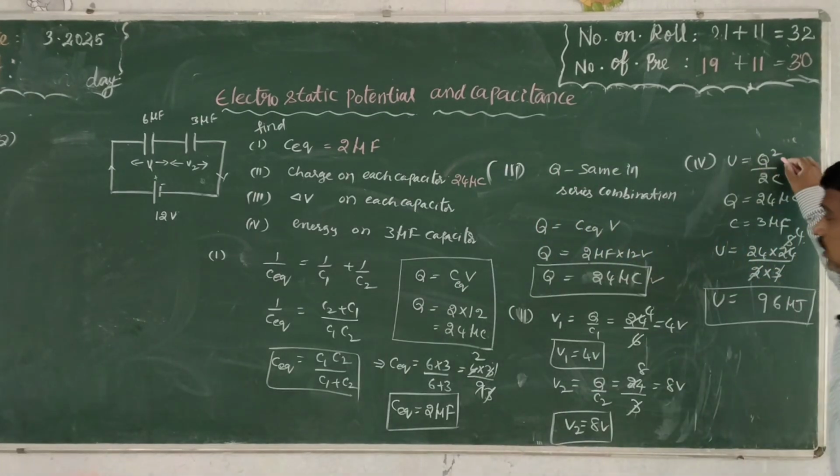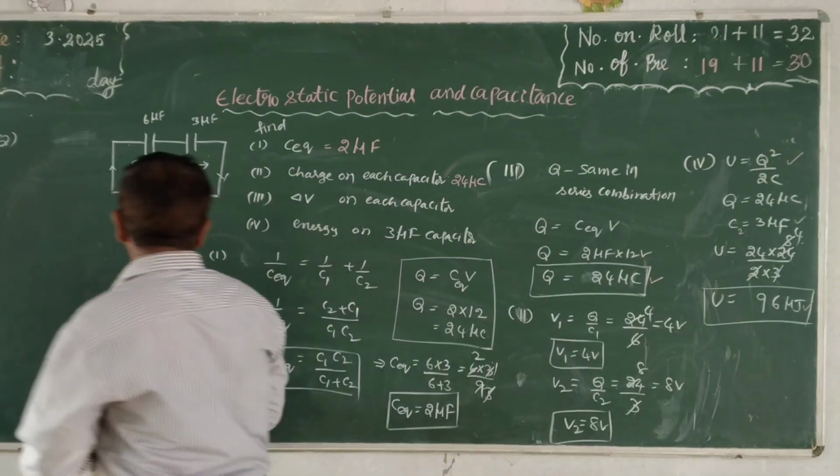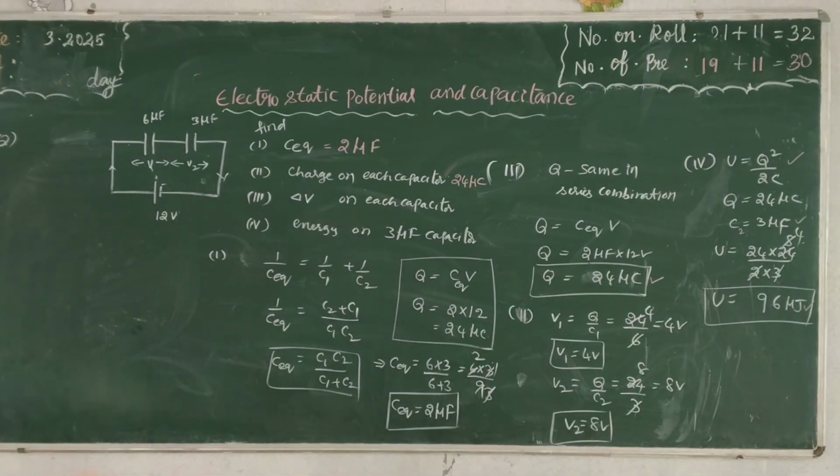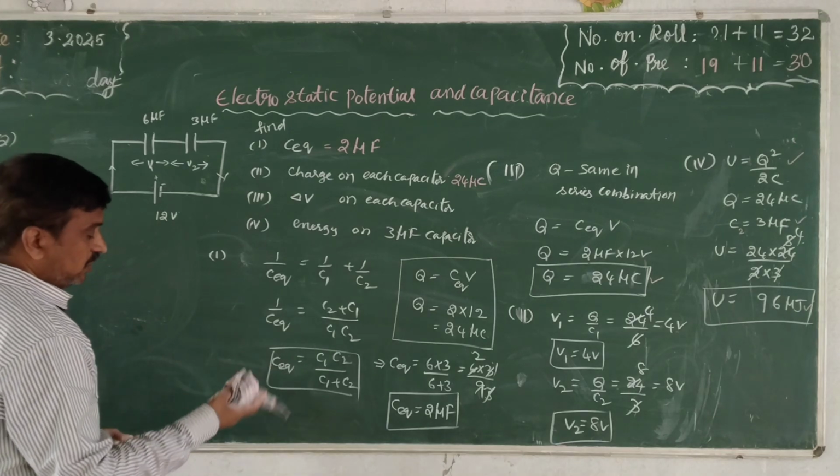Third one, we can write the energy stored in 3 microfarads. The formula is Q square by 2C. Q is 24 microcoulombs, capacitance is 3 microfarads. Why not C2? Because they ask particularly for the energy on 3 microfarads. So 24 into 24 by 2 into 3: 3 eights are 24, 2 twelves are 24, 4 into 24 is 96 microjoules. Why? Because here microcoulombs squared and microfarads, one micro cancels, and one micro is left. So 96 microjoules. This is the solution.